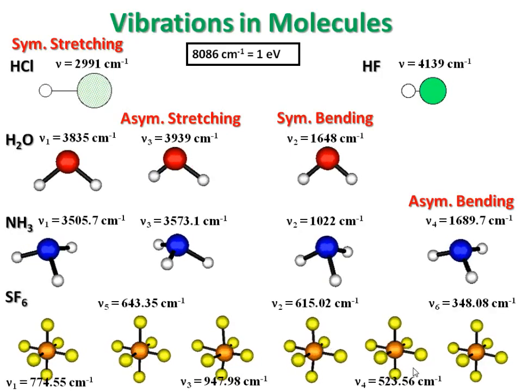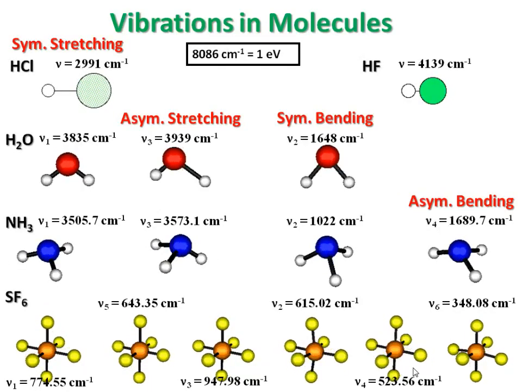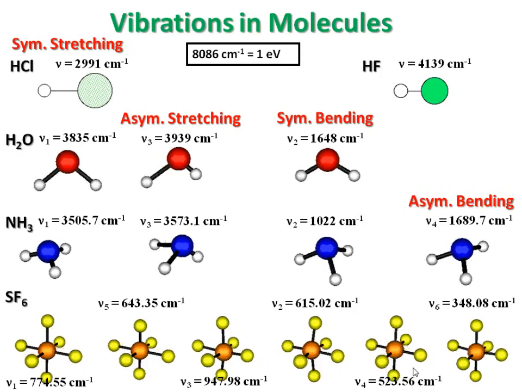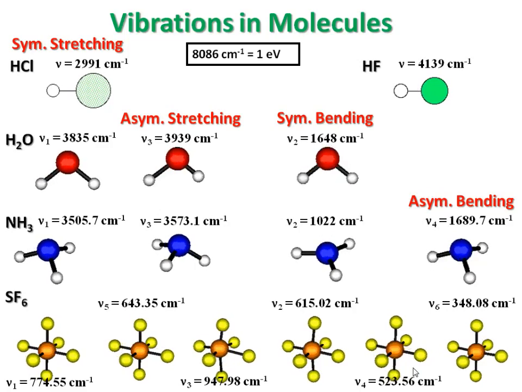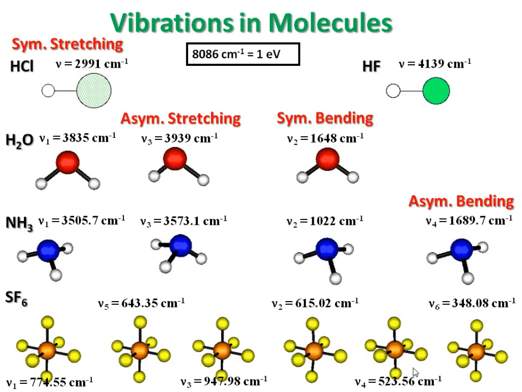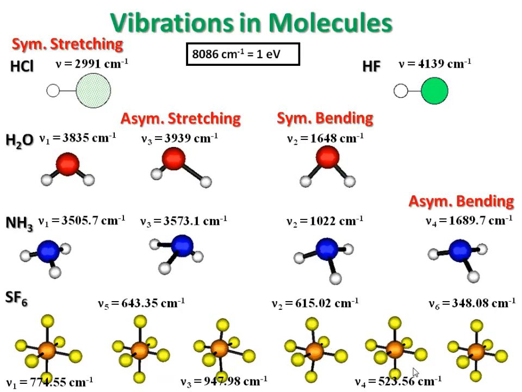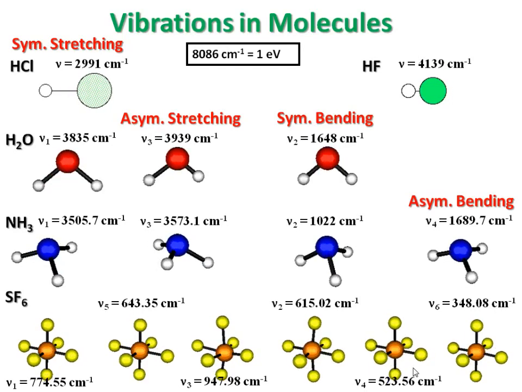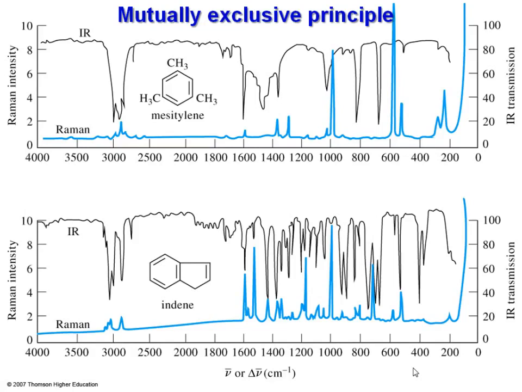These are some examples of vibrations in molecules which are responsible for the Raman spectra. As can be seen, these are different modes of vibrations of the molecules such as symmetric stretching vibration, asymmetric stretching vibration, symmetric bending, and asymmetric bending. In these vibrational modes, there is a change in the polarizability from maximum to minimum. This figure depicts the rule of mutual exclusion.